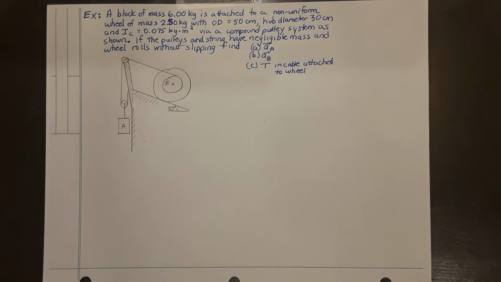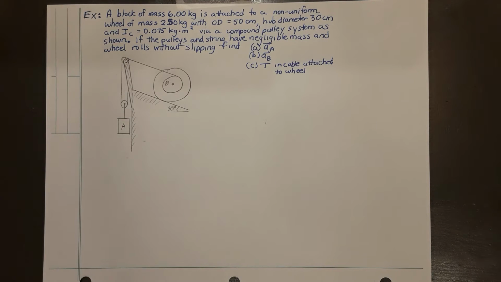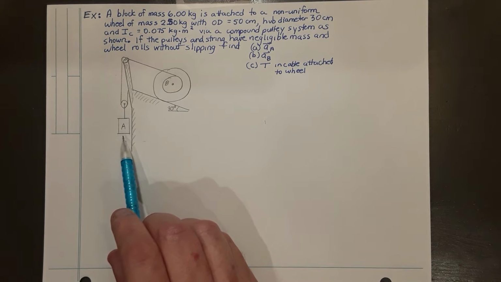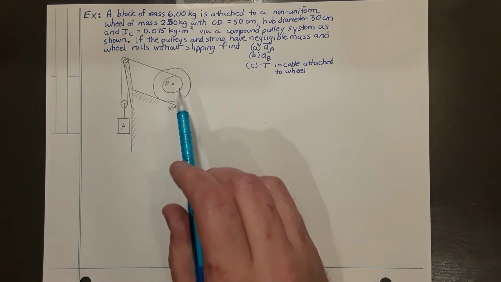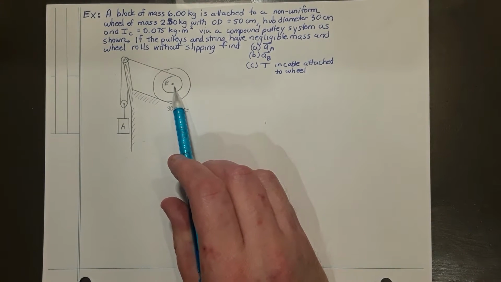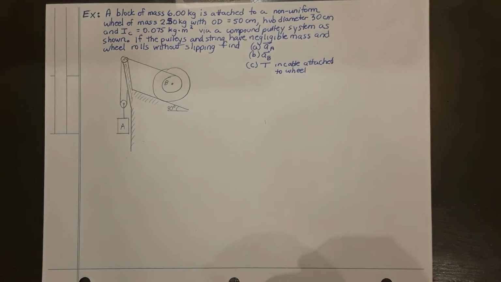There's a compound pulley system, a system of 2 pulleys here. And the pulleys and the string all have negligible mass, and the wheel rolls without slipping. We want to find the resulting acceleration of this object, block A, and the linear acceleration of the center of wheel B, as well as the tension in the cable attached to the wheel.